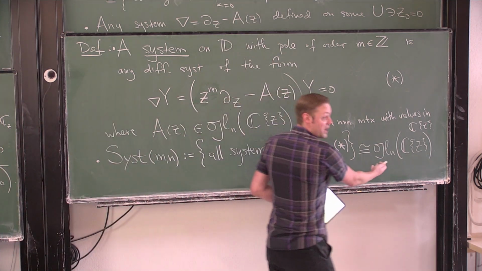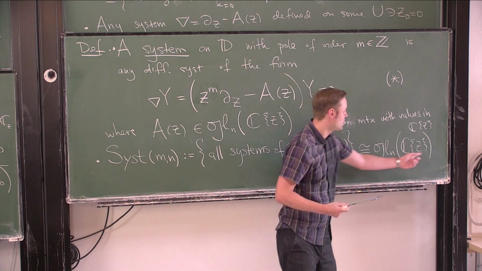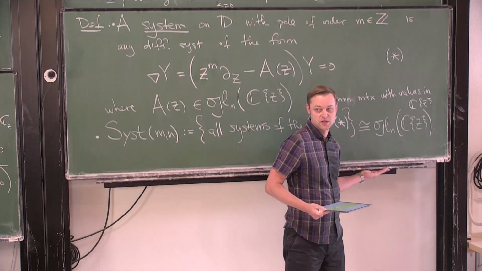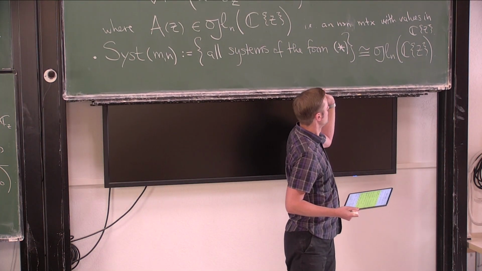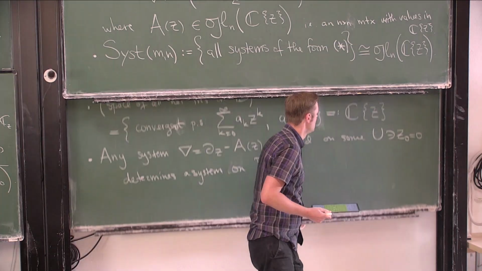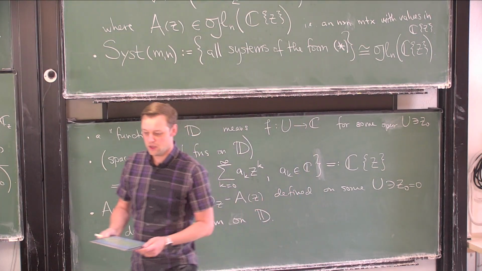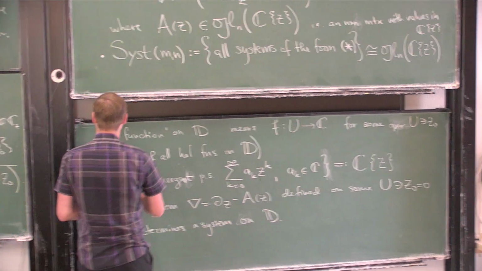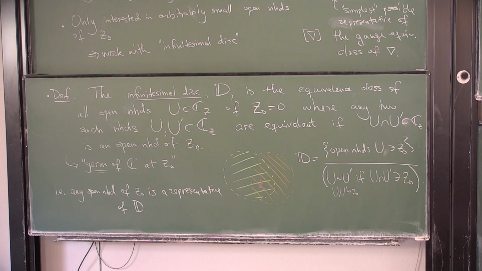Mind you, this is a big space. So these are n by n matrices with convergent power series. There are many convergent power series. Sorry, I shouldn't have erased this.